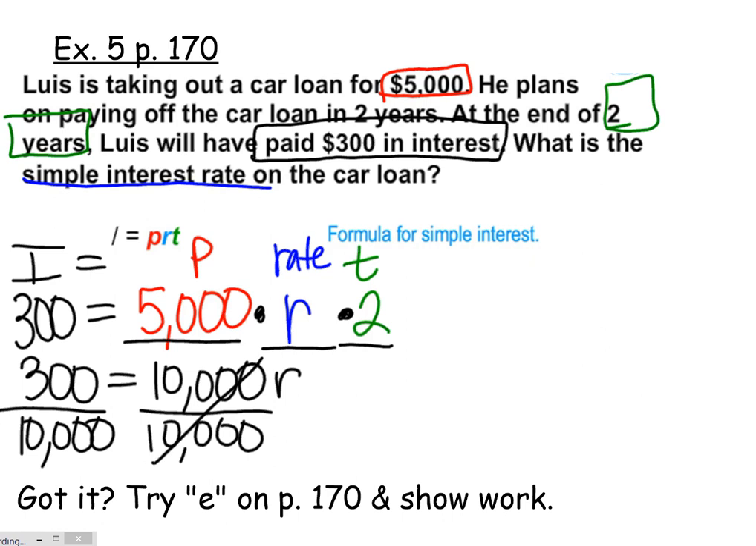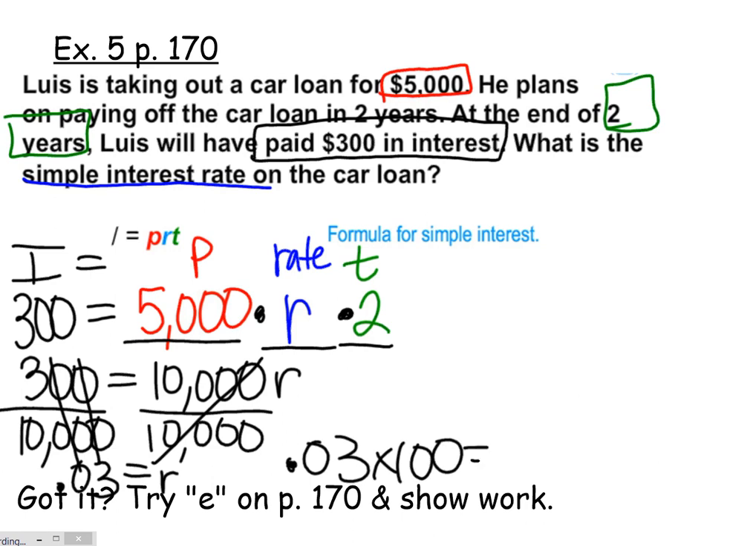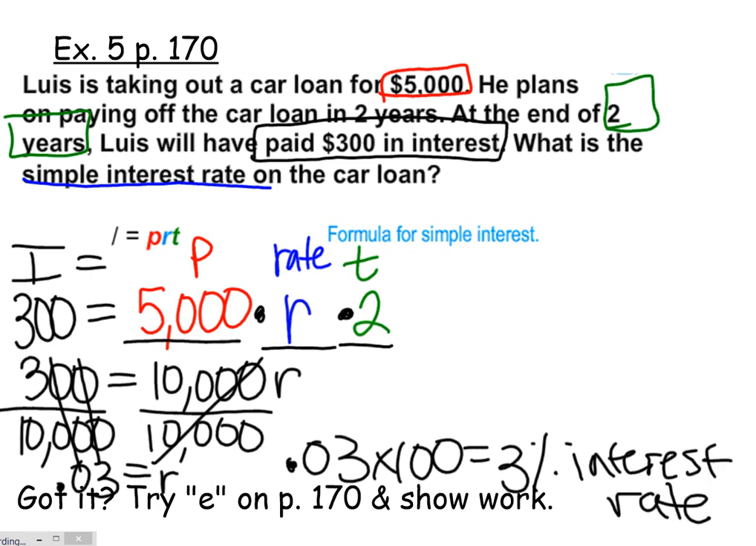10,000 divided by itself makes 1. 1 times R equals R. 300 divided by 10,000. I can simplify by crossing out those 2 zero placeholders. So 3 divided by 100 is 3%, or 0.03 as a decimal. 0.03 times 100 to get it into a percent is 3% interest rate. You always have to convert that decimal into a percent.